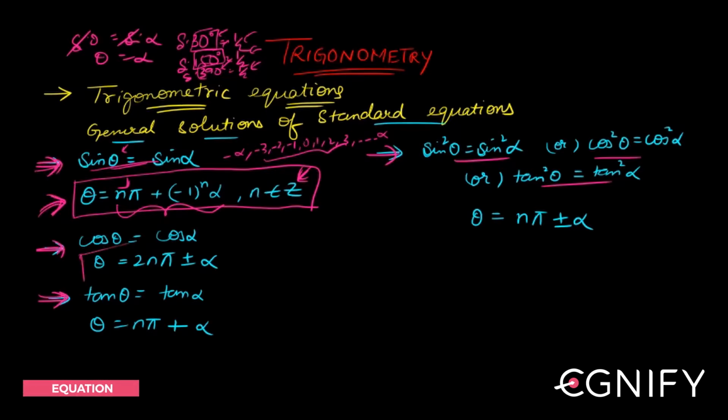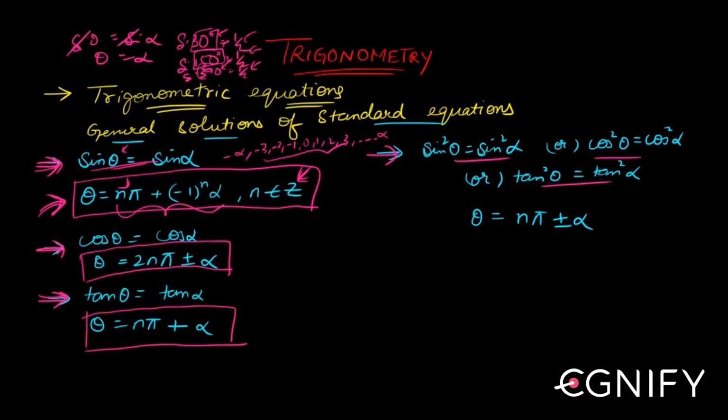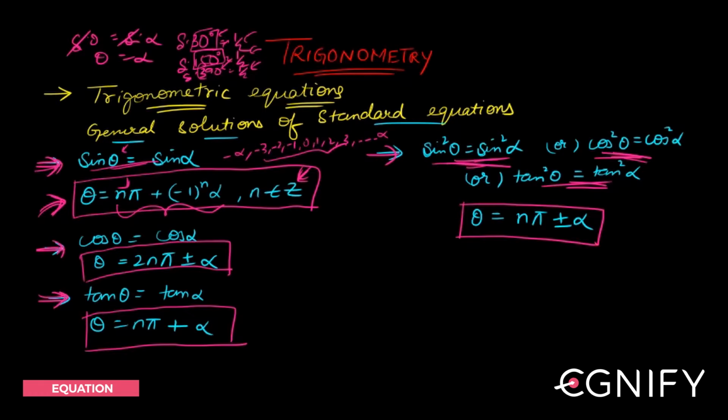For cos theta equal to cos alpha, the general solution, or the collection of all those values which satisfy this equation, is written in this form. This is the general solution. For tan theta equal to tan alpha, this is the general solution, right? And for equations with squares, sin square theta equal to sin square alpha, cos square theta equal to cos square alpha, and tan square theta equal to tan square alpha, you have n pi plus or minus alpha.